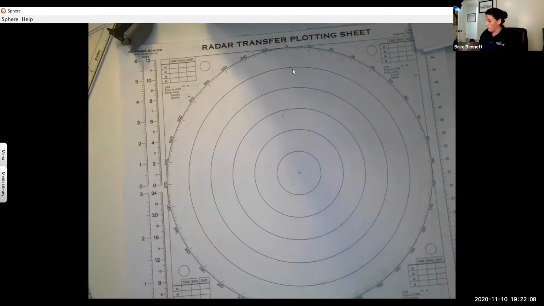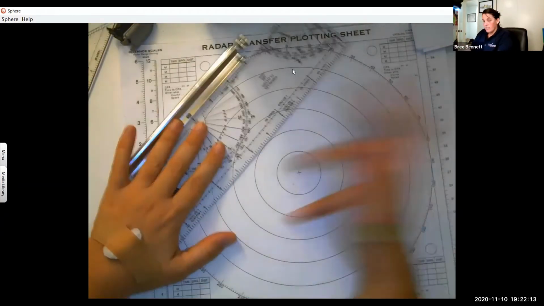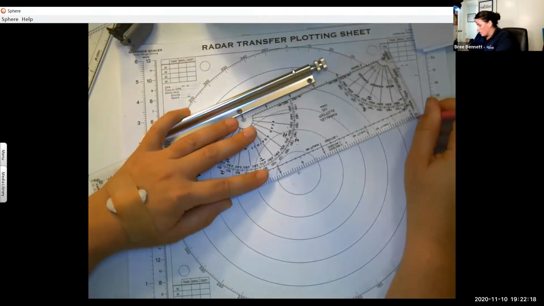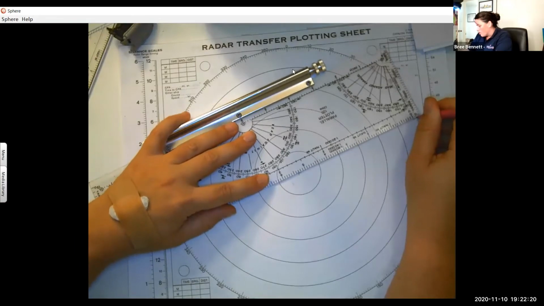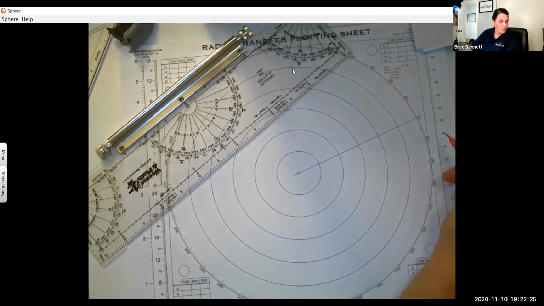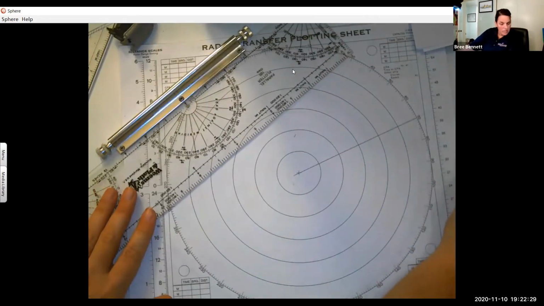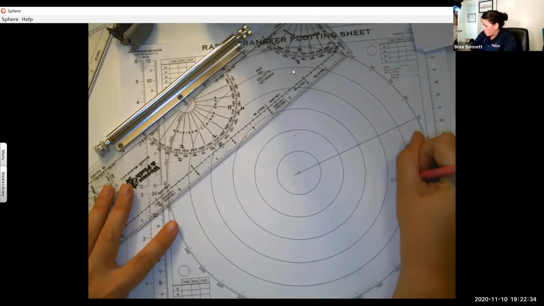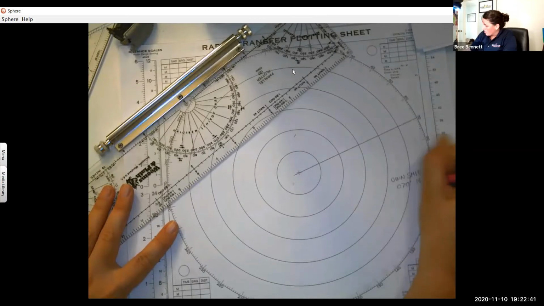I'm going to start with what they told us. I am on course 070, so I'm going to plot my heading flasher, what I like to call it. I am on course 070 at a speed of 16 knots. So I'm going to say own ship 070, 16 knots.